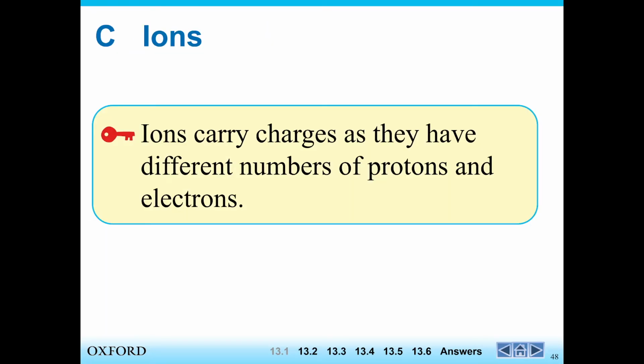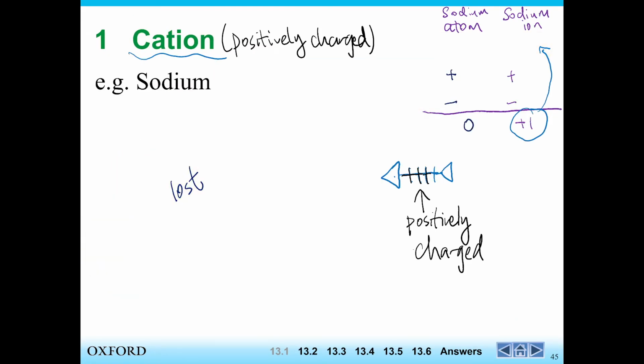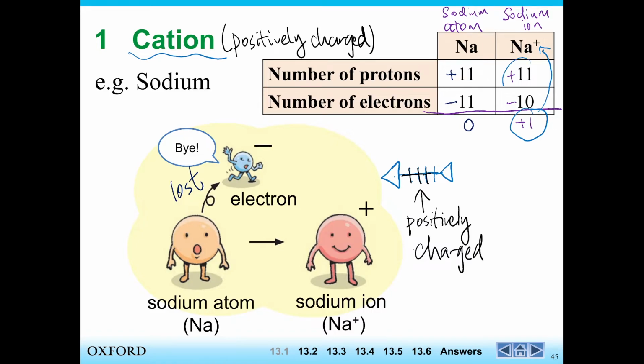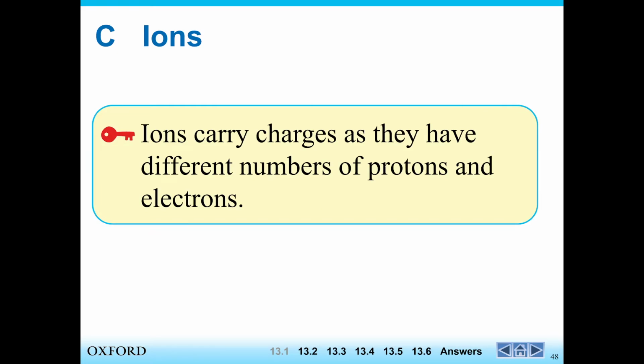So here, ions carry charges as they have different numbers of protons and electrons. You notice the number of protons was 17, but the number of electrons has now changed to 18 for an anion. And for the previous example, you see that the number of protons and electrons also change. So for ions, they will have different numbers of protons and electrons. That's the case for ions.